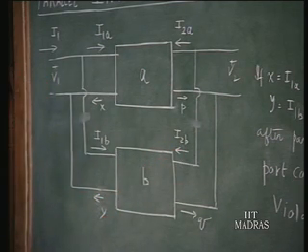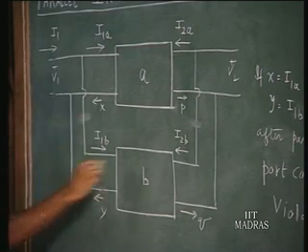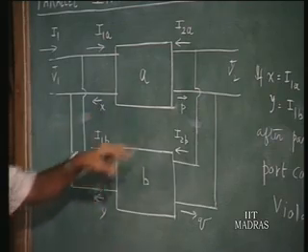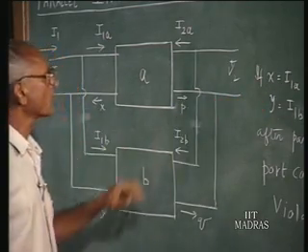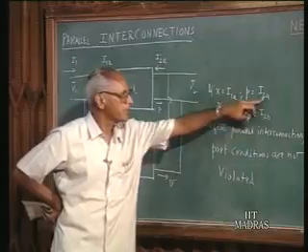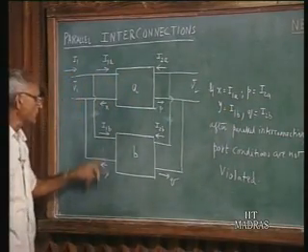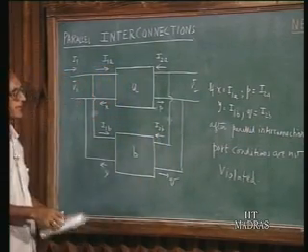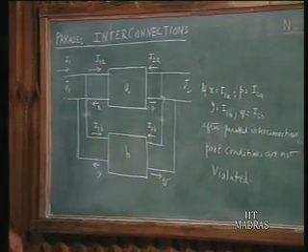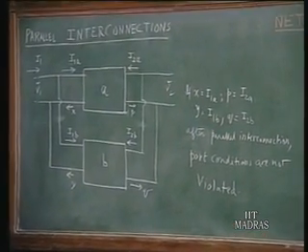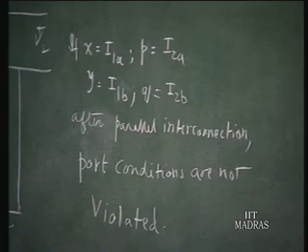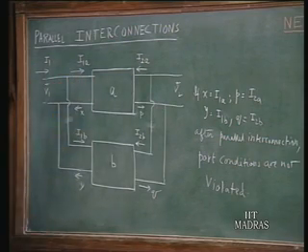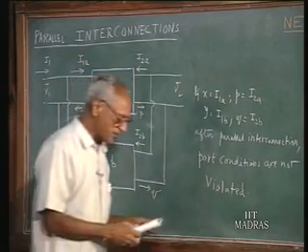Now, when you interconnect them, when you put them in parallel, if the same conditions are still valid, that is X continues to be equal to I1A, P continues to be I2A, Y continues to be equal to I1B, and Q continues to be I2B after parallel interconnection, then port conditions are not violated. Then it can be shown that the Y matrices of these two will add up to form the overall Y matrix of this network. The proof will be something like this.